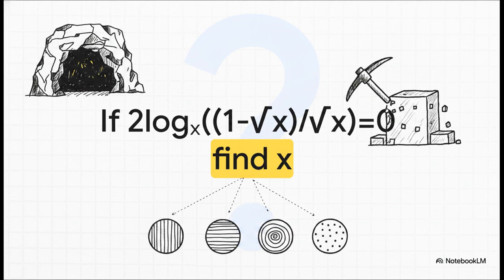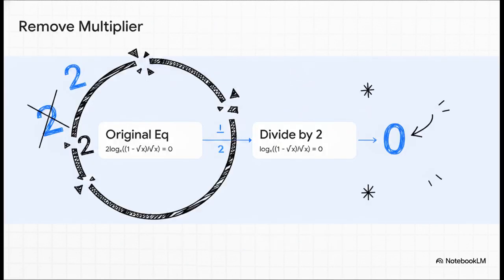At first glance, that fraction inside the logarithm is frankly a total nightmare. But in mathematics, the absolute best way to handle a massive problem is to just start chipping away at the edges. So let's actually do that. First things first, we've got that rogue number 2 sitting right at the front, just multiplying our logarithm. We really don't want it there. We want the log totally isolated to see what it's actually doing.